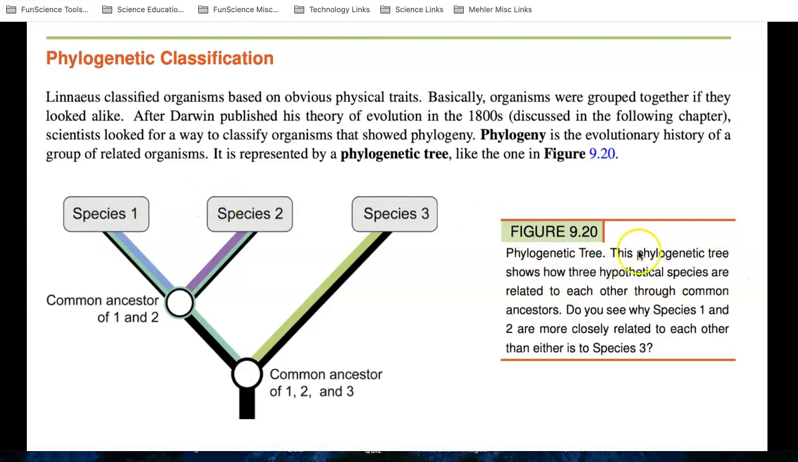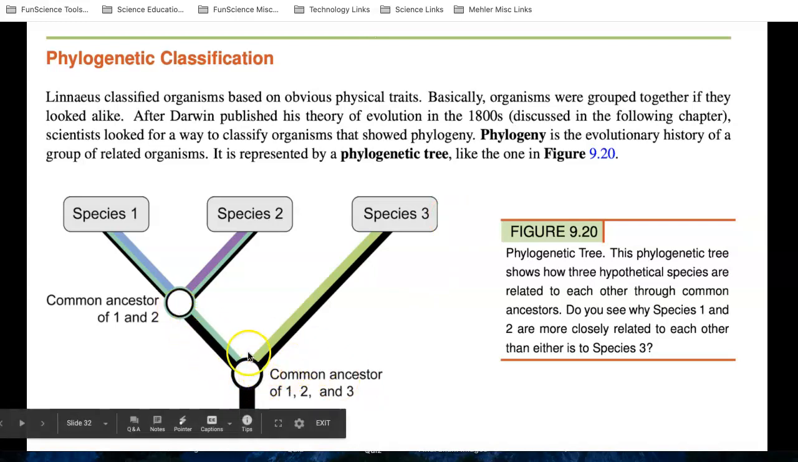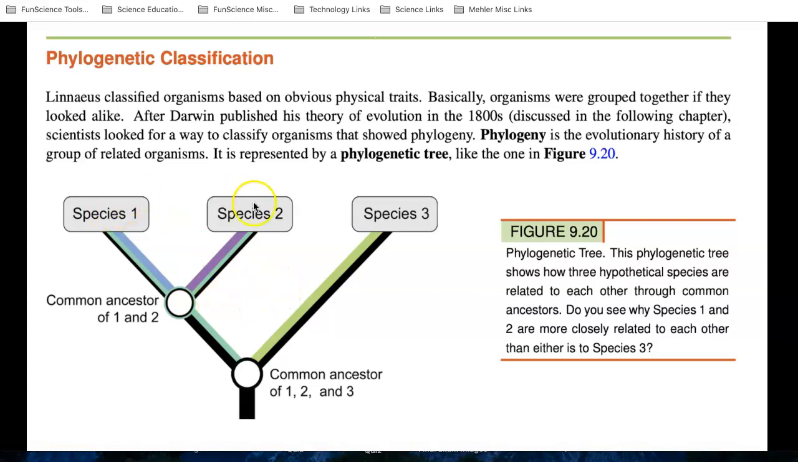Shows how three hypothetical species, these 1, 2, and 3, well, if we were to go back in time even more, there would be a common ancestor here of all three, of species 3, 2, and 1. Which species are more closely related? Species 1 and 2, because they share a more recent common ancestor. This is referred to as a phylogenetic tree. Sometimes it's called a cladogram. Let's take a look at one of those.